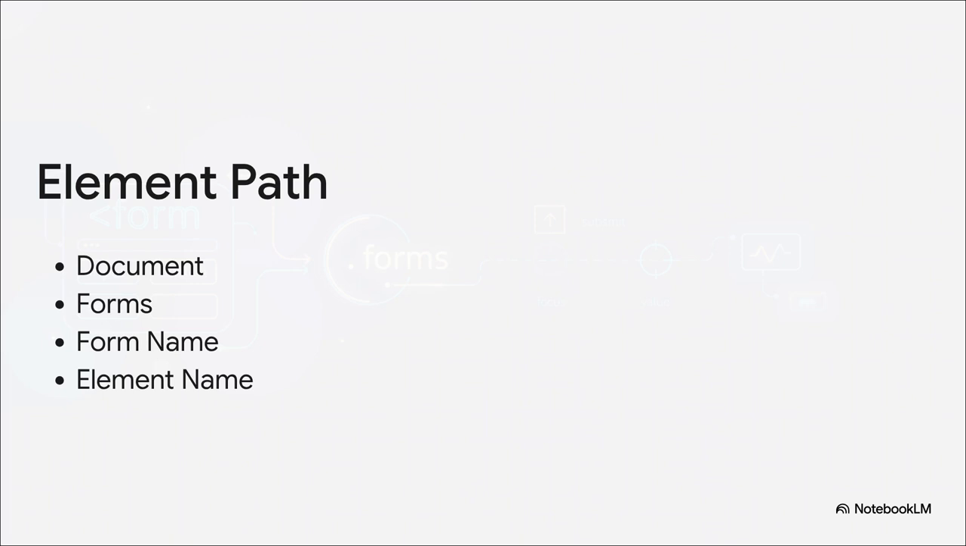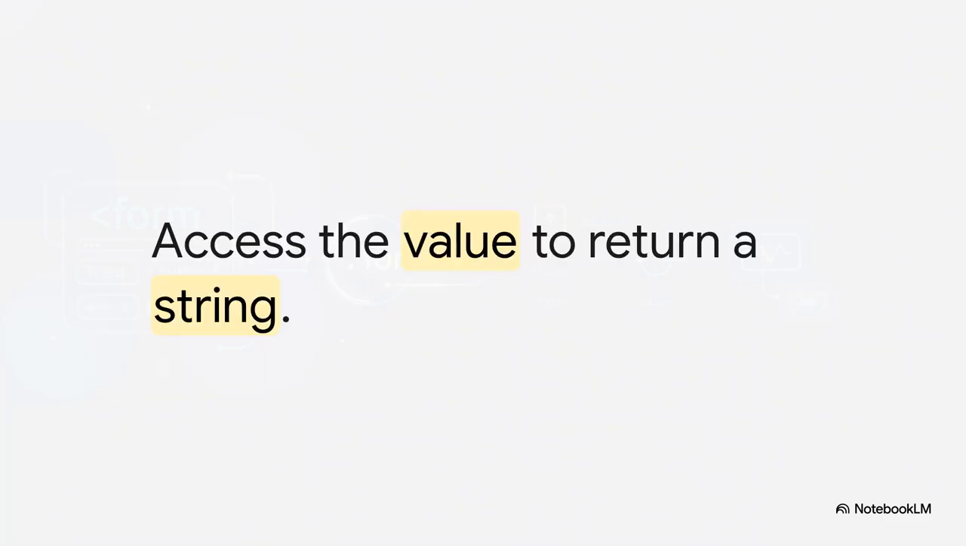We start at the document, go to the forms collection, pick our specific form name, and then go straight down to the child input element's name. If your input field for a user's name has the attribute name equals name, you literally just chain that right onto your variable. Let's see that in action. To extract the actual text the user typed into that input field, we simply append .value to our targeted input element. So myForm.name.value. If the user typed the string ninja, this precise line of code reaches right into the DOM and returns the string ninja. It's incredibly clean.